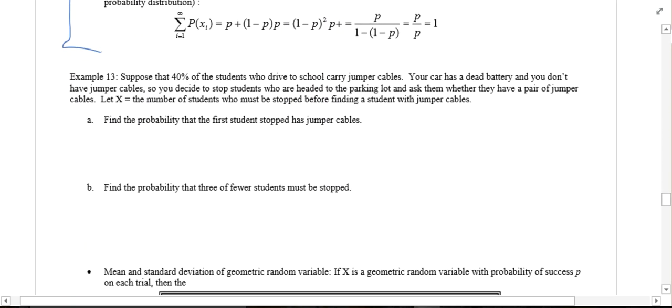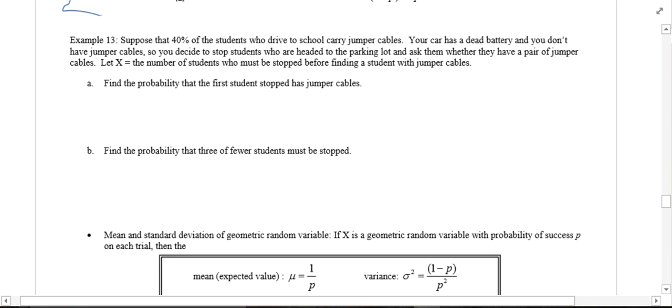Okay, so let's try this. Suppose that 40% of the students who drive to school carry jumper cables. Your car has a dead battery and you don't have jumper cables, so you decide to stop students who are headed to the parking lot and ask them whether they have a pair of jumper cables or not. Okay, so let x equal the number of students who must be stopped before finding a student with jumper cables.